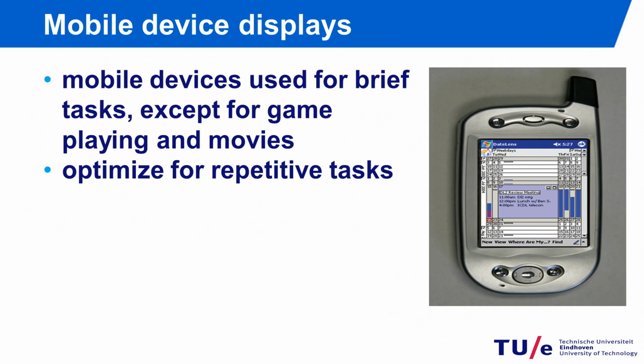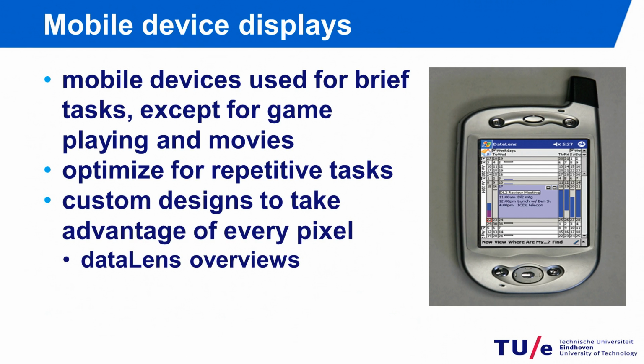We have to optimize for repetitive tasks, like sending and receiving messages. And sometimes we can make a custom design, like what we see in this image, which is the data lens, where we use a fisheye view to optimize the ability to look at data cells in detail while still having some overview of what is in the rest of this large matrix full of data cells.